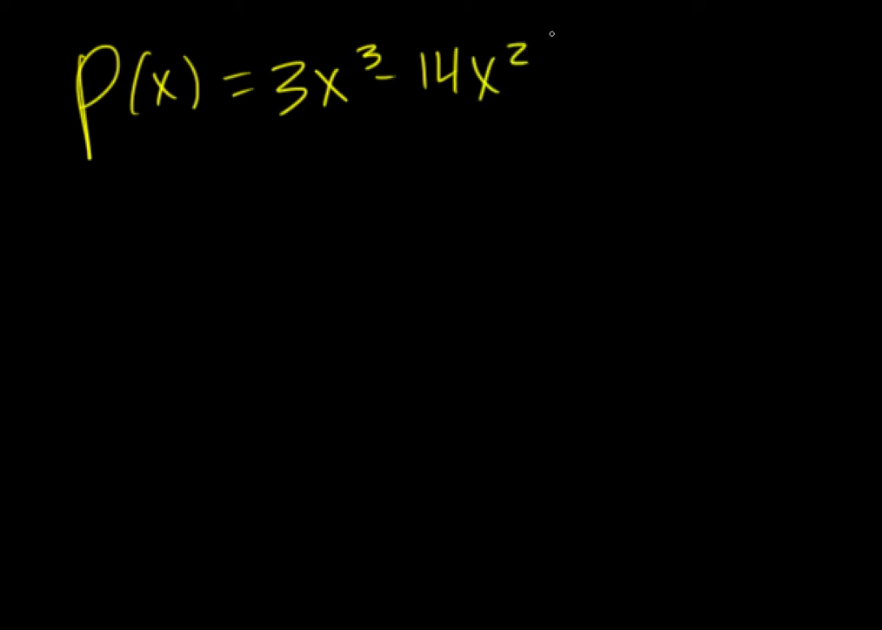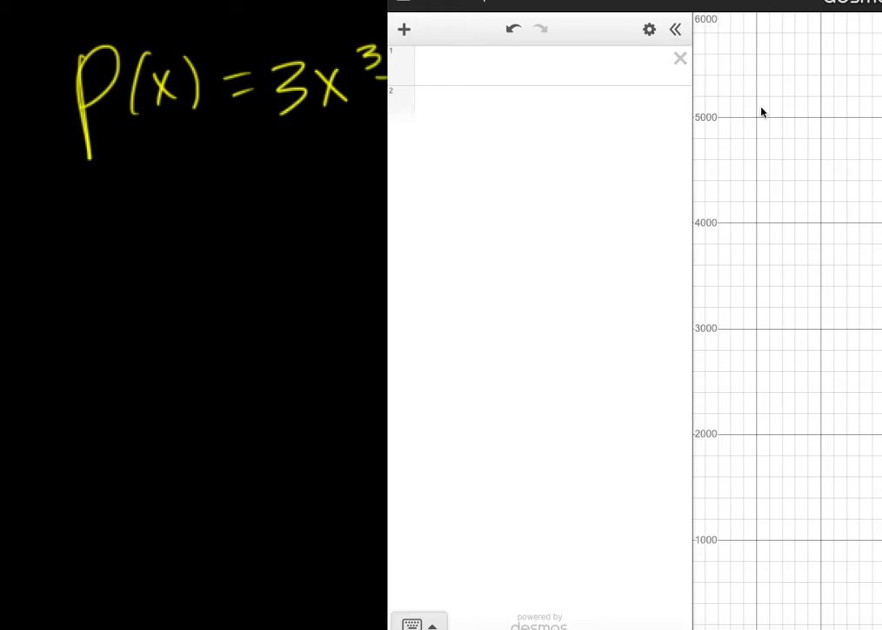Hey math kids, today we're going to talk about polynomial equations, and let's just jump right in with an example. So it says find exactly the zeros of p of x equals 3x cubed minus 14x squared plus 5x plus 2. Now, what they want us to do first is graph it.